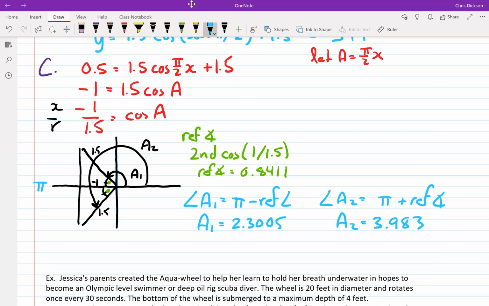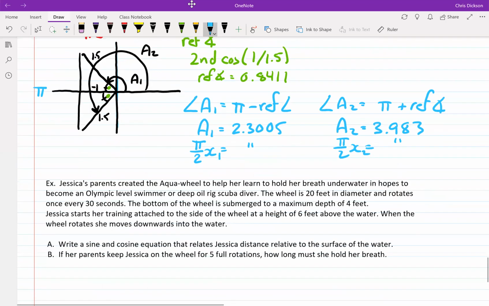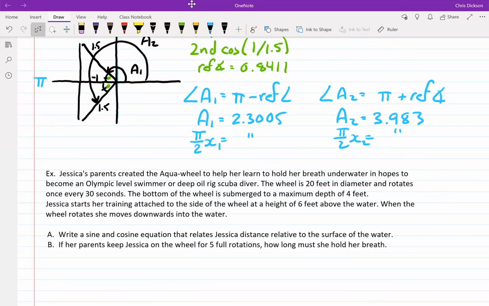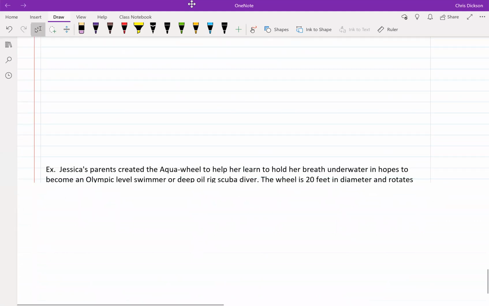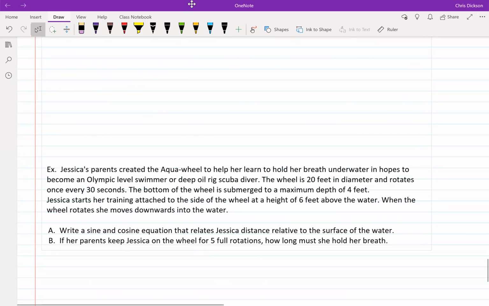So you have to remember this let statement that I used here. I'm going to make that pi over 2x equals this number, and pi over 2x equals this number. Let's call these x2 and x1. Okay, so once again, let me move that other question down a bit further. A lot of writing here.